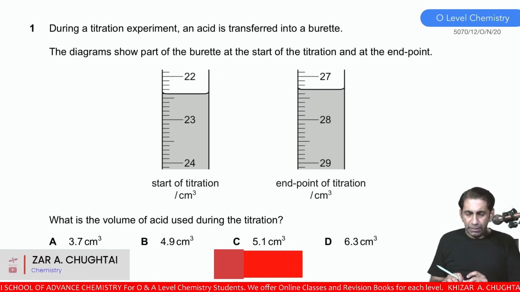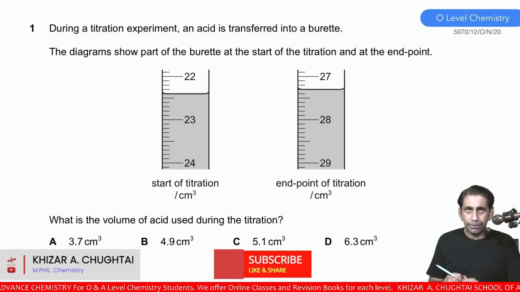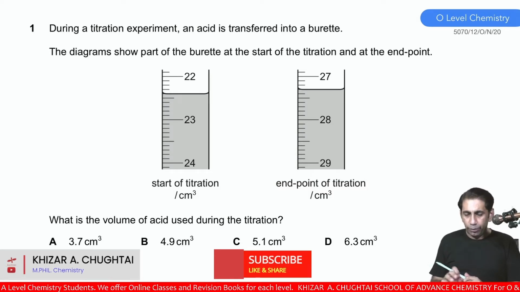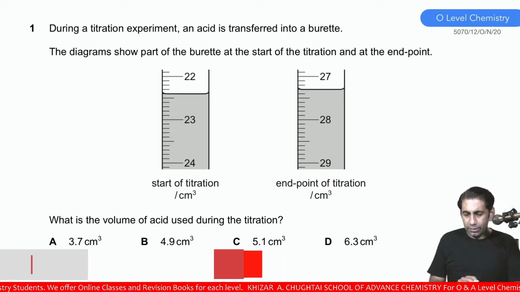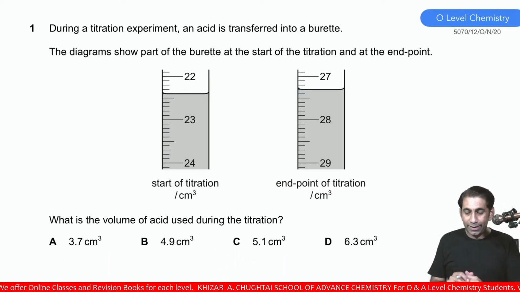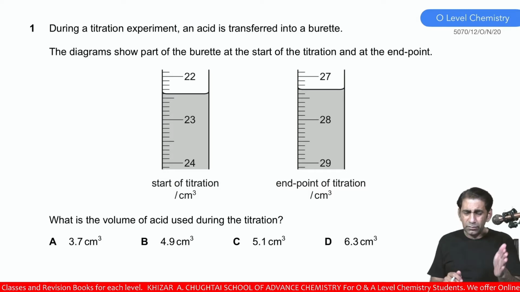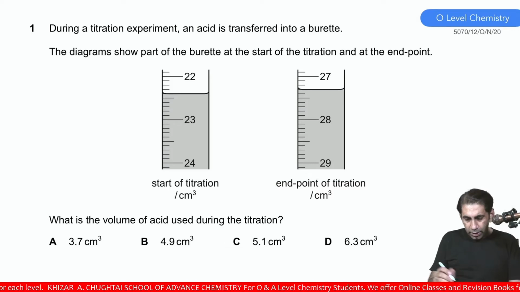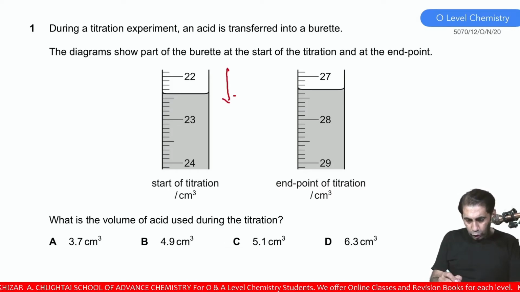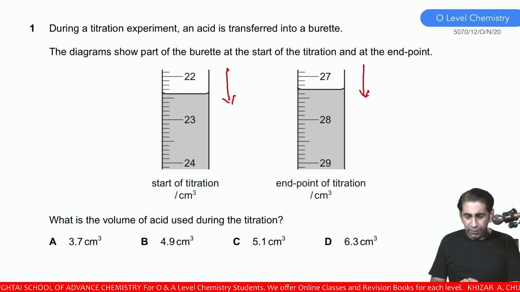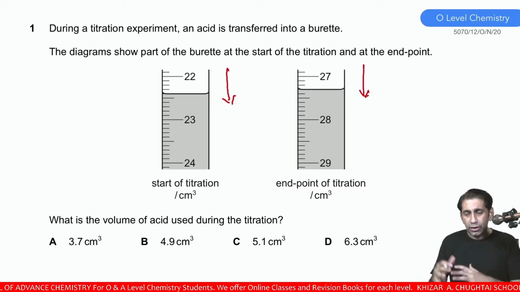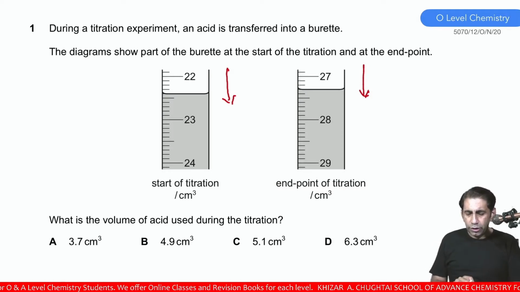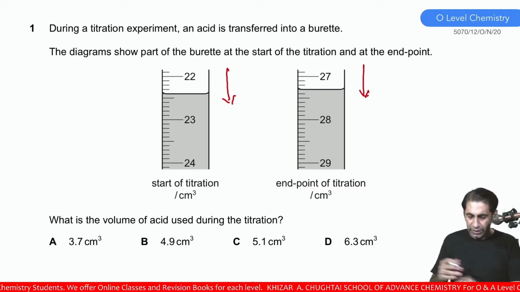During a titration experiment, an acid is transferred into the burette. The diagram shows part of the burette at the start of the titration and at the end point. On the right hand side is the picture at the end. On the left hand side is the picture of the burette at the beginning. As you know, we start reading a burette from top to bottom. So what is the volume of the acid used during the titration?